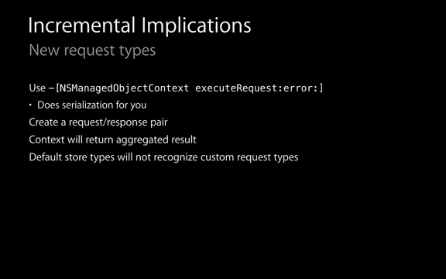And the default stores aren't actually going to recognize custom request types. So if you're using a Core Data stack that has multiple stores, some of which are defaults and some of which are your custom store types, you're going to want to target the requests being executed specifically at the stores that know what to do with them.